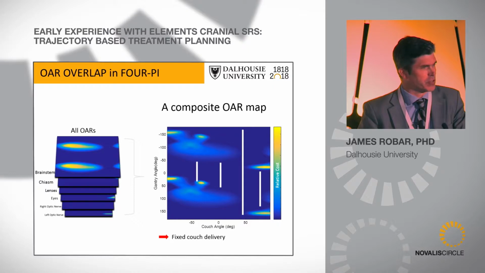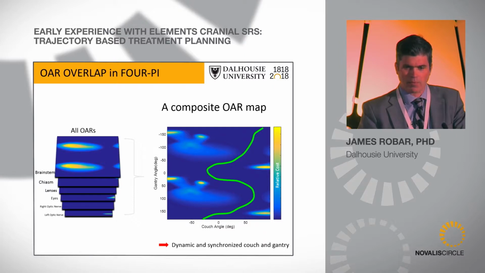So this is kind of interesting because we can use it quite simply. We could use a fixed couch delivery and just use this map for intelligent selection of those fixed couch angles. Or maybe in the future, we can do something like this, where we're actually navigating dynamically, with synchronized couch and gantry rotation, the minimum in this overlap map.